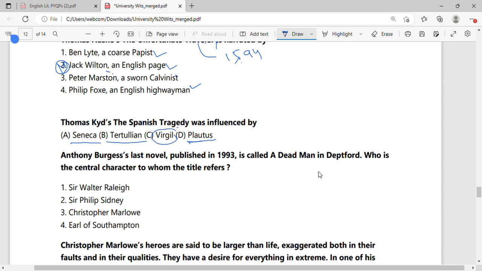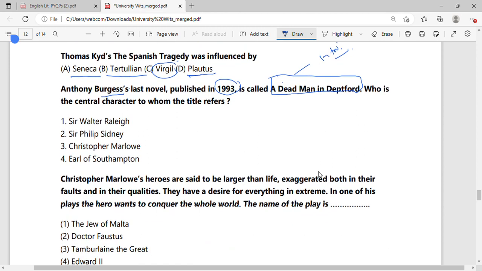Now, Anthony Burgess' novel published in 1993 is called A Dead Man in Deptford. Who is the central character to whom the title refers? If you have been through this novel, this is a very important one in postmodern England, written in 1993 by Anthony Burgess, right? I wanted to go through this novel, read its introduction at least, even though I have discussed this in the study material. But if you will not be referring to that, please read its introduction on Wikipedia. So here he has discussed Christopher Marlowe, who is a very important character here.